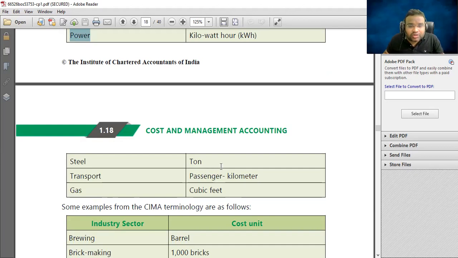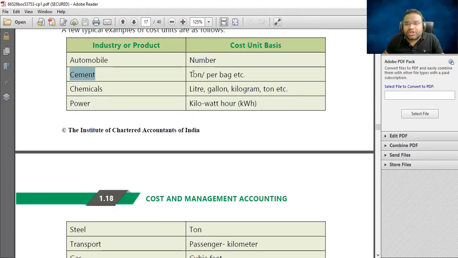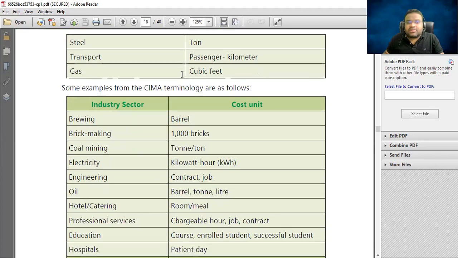Students, if you want to know, you need to understand the industry nature. For example, if you are dealing with the cement industry and I say that the number of liters is my cost unit, that is absolutely wrong, because cement cannot be measured in liters. So cement is per ton or per bag. Some other examples which they may ask you in examination: brewing, like alcohol, beer, barrel wise. Brick making, 100 bricks, 1000 bricks. Coal mining, per each ton. Electricity per kilowatt hour. Engineering, each contract wise or each job wise.